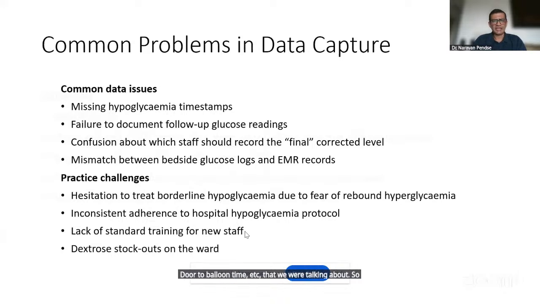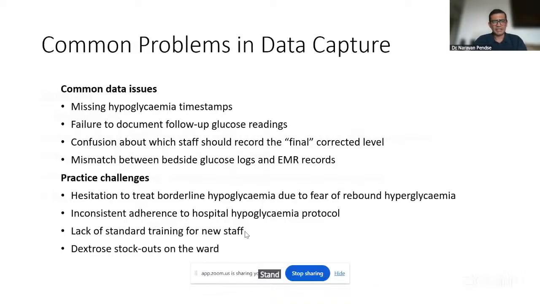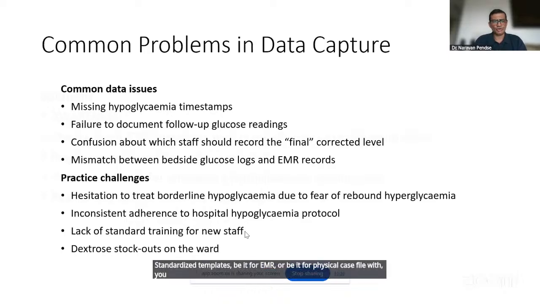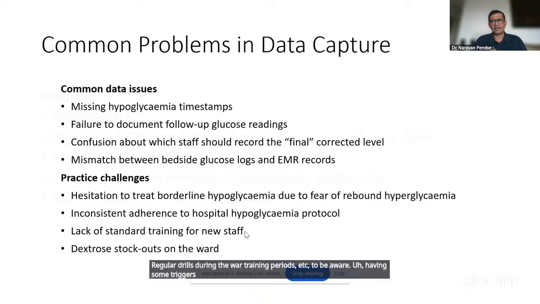So awareness and training of nurses, quality teams, etc., around this is very important. Standardized templates, be it for EMR or for physical case file with glucose follow-up, etc., regular drills during the ward training periods, etc., to be aware. Having some triggers, for example, whenever a dextrose drip is ordered for a diabetic patient, it should trigger something that this needs to be investigated, etc.